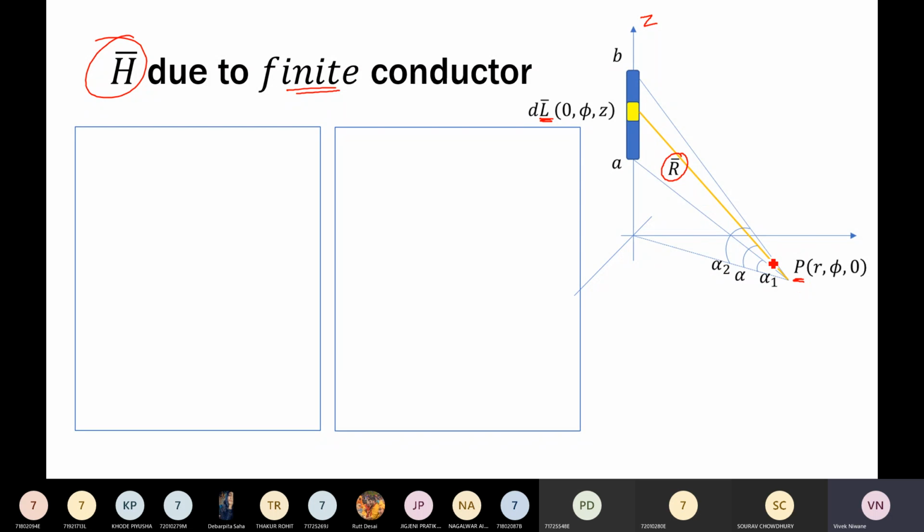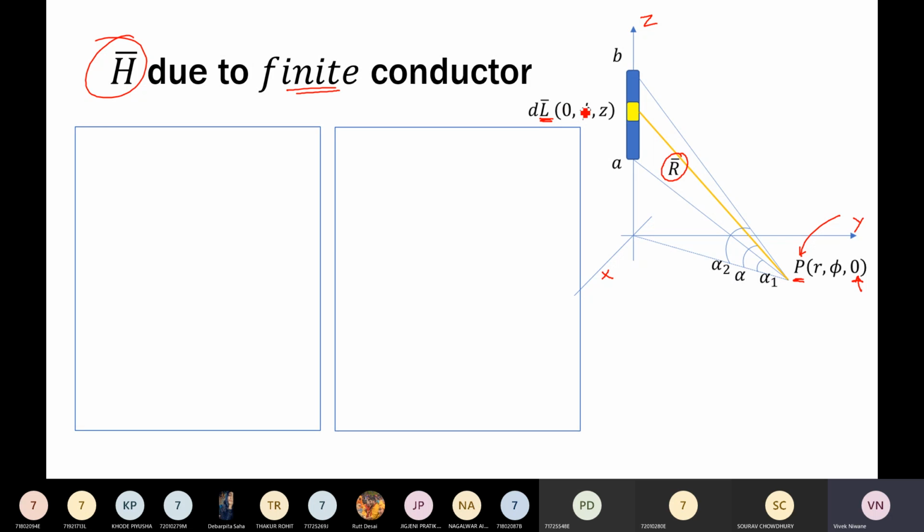Okay, whenever we want to get an expression of r bar, we always require the coordinates of the source as well as the destination. Here the point P is considered on the xy plane, so therefore its z coordinate is 0. We are dealing with the cylindrical coordinate system, so the coordinates for point P will be r phi 0. This z is equal to 0 because we have assumed that point P is on the xy plane.